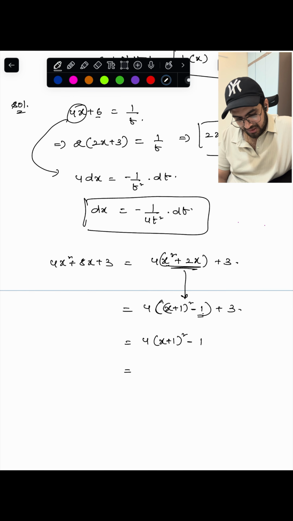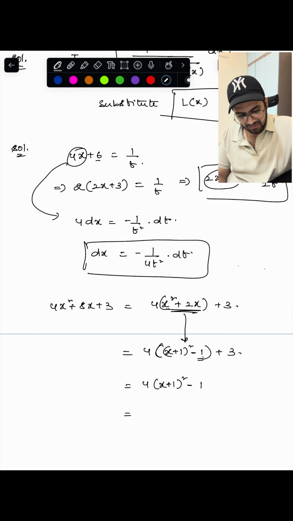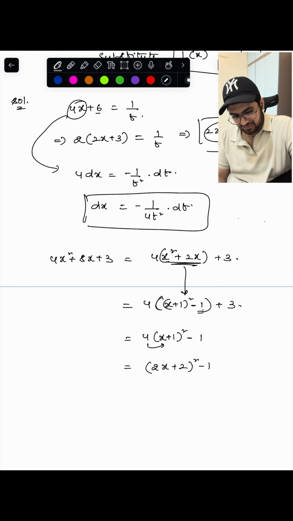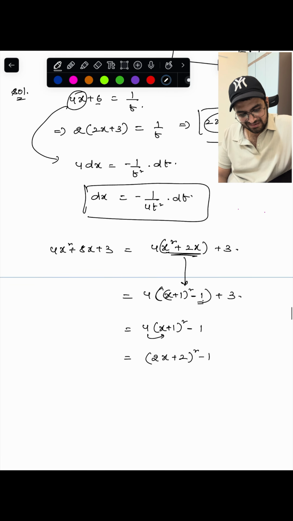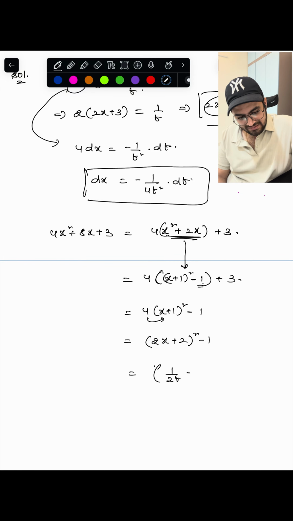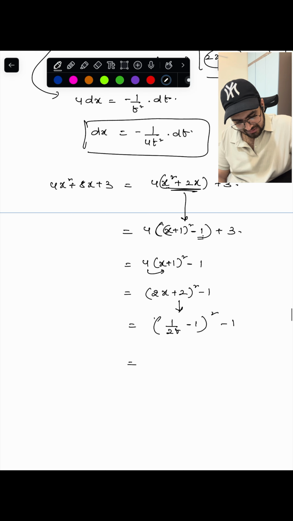So again, but here we have 2x plus 3, no? So what I will do is I will take this 4 inside the square. So I will have 2x plus 2 whole square minus 1. So I can use 2x plus 3 here. So what I can do is 2x plus 2 is that part. So 1 by 2t minus 1 is our 2x plus 2, right? Whole square minus 1. So if I take LCM, 1 minus 2t whole square by 2t whole square minus 1.